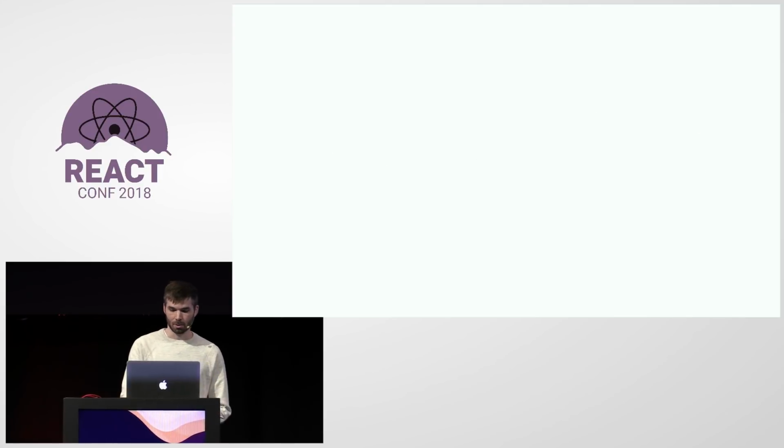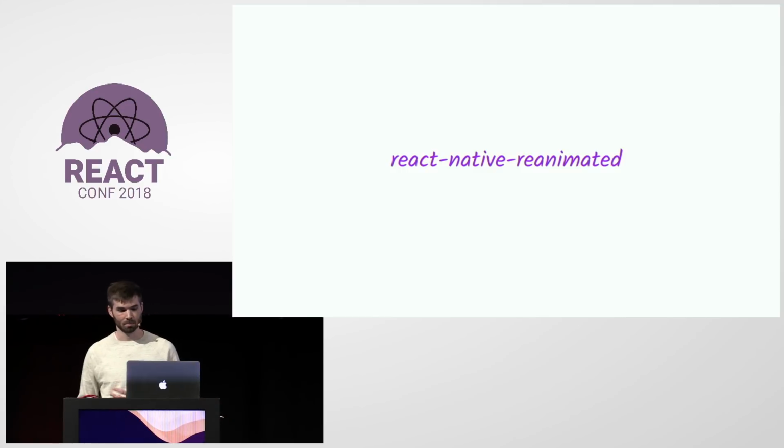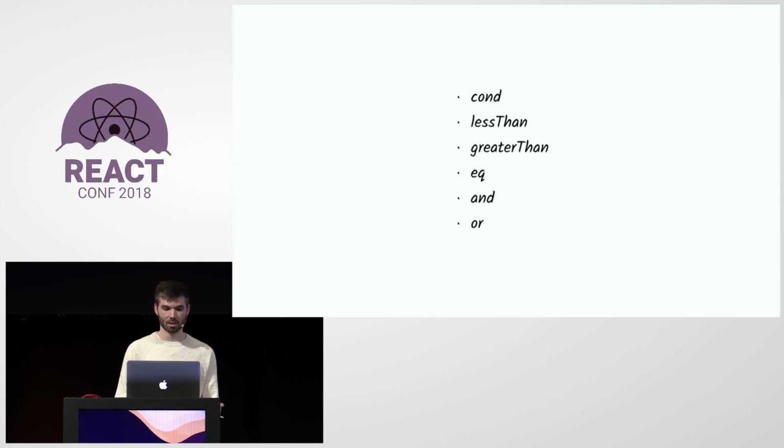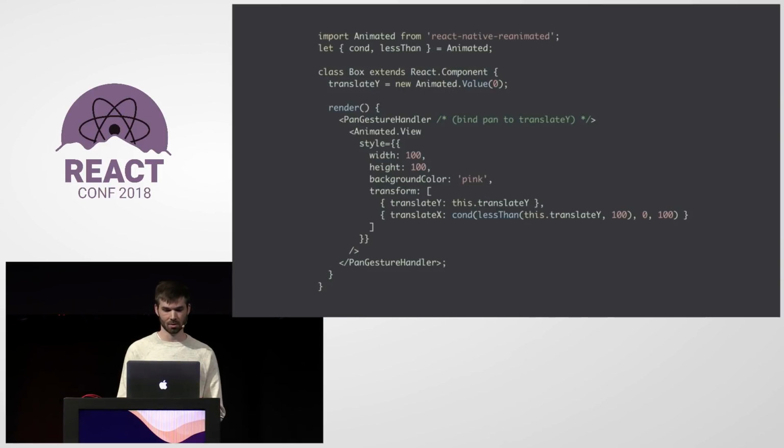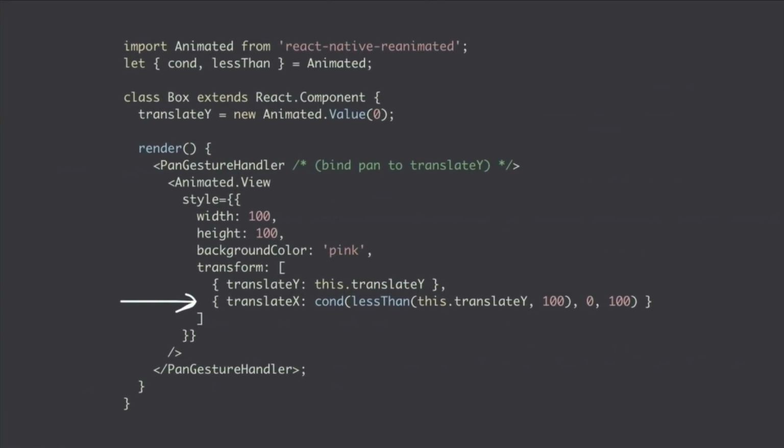So Christoph actually made another library too called React Native Reanimated, because the gesture handler only solves the problem of binding interactions to your animated values. What if you want a more complicated pipeline to do conditional stuff with those values? It provides APIs like cond, less than, greater than, equal, and or. So you can actually end up doing pretty complex things like this, control flow type things. Like if the value is less than 100, then use the cond API, and it'll say set translate x to 0 if it's less than 100. If it's over 100, set translate x to 100.